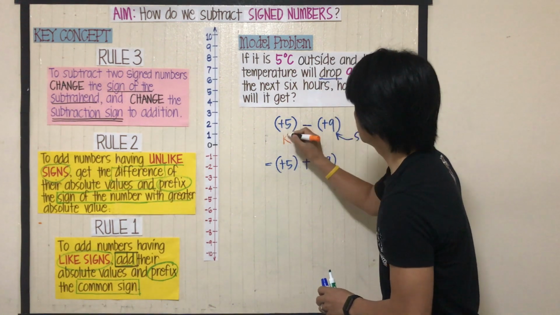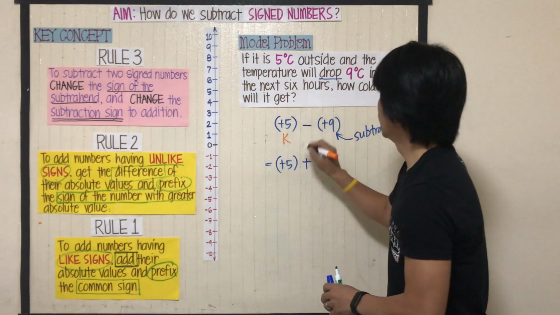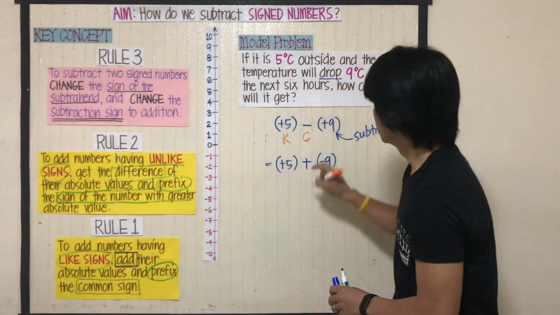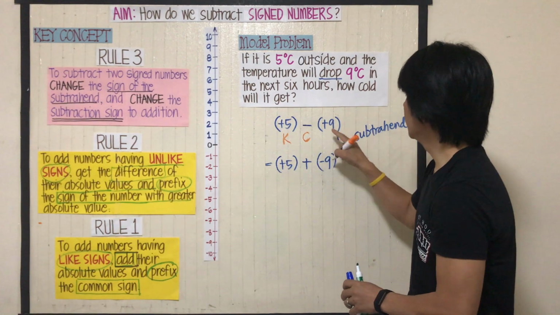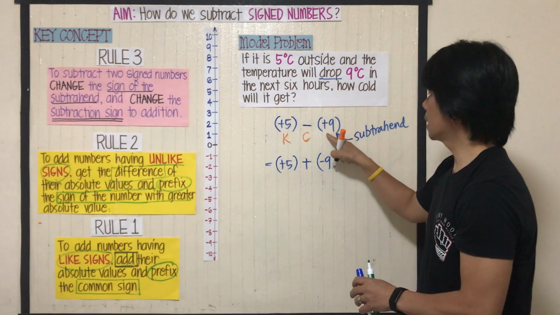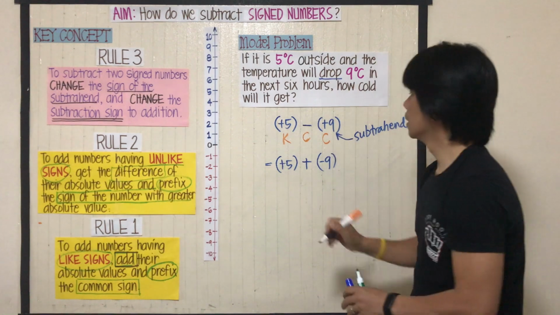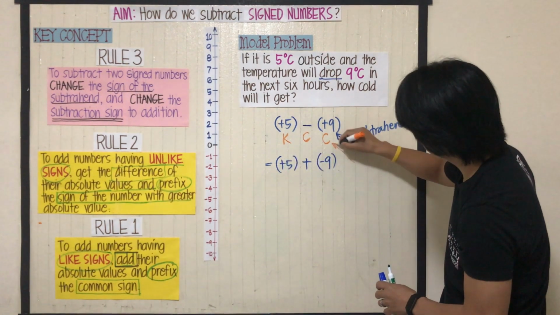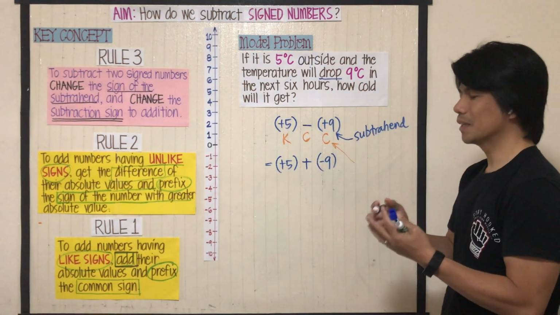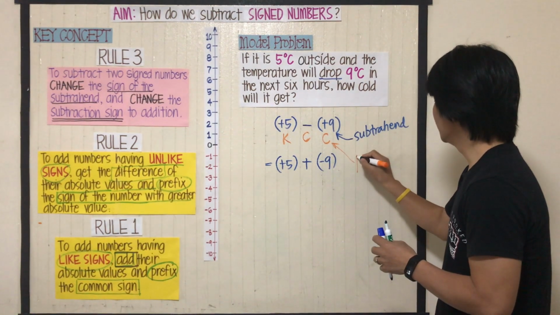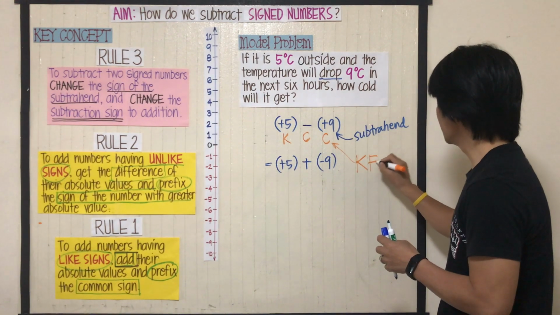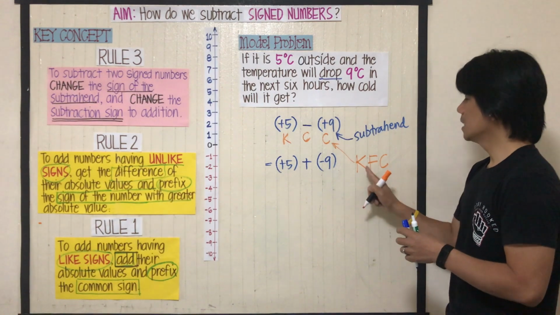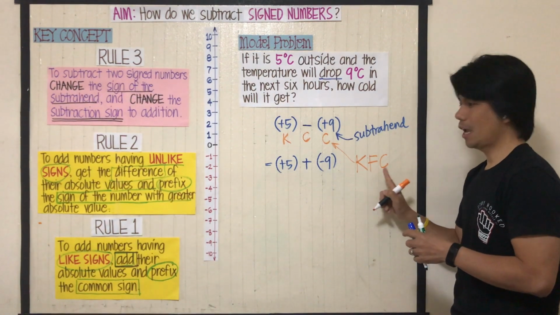Alright, I'm going to put K for keep. And then what do we do with the subtraction sign? We change it to addition. And then about the subtrahend, you change it. So KCC. Or you might remember this easily by thinking about KFC. This is not Kentucky Fried Chicken. This is keep, flip, and change.